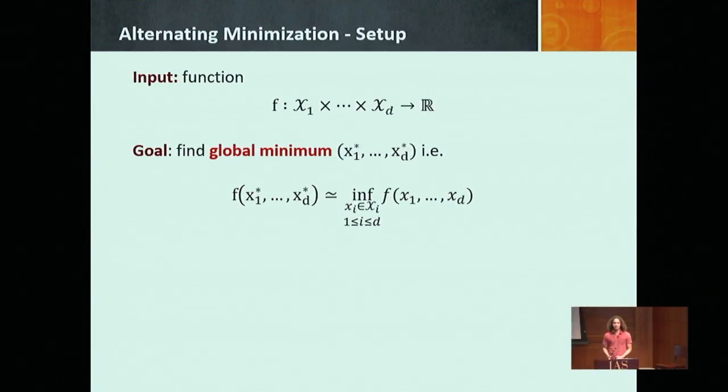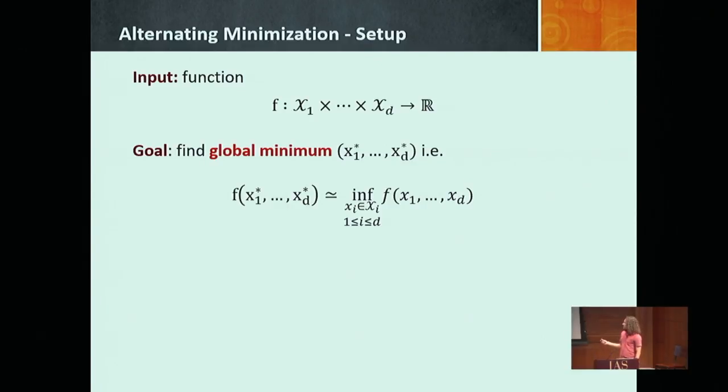So alternating minimization, what is the usual setup, right? Usually you have a function f from some, you can think of maybe convex spaces X1 up to Xd into R, and your goal is to find a global minimum, right? So you want to find an element x1 of the first space up to xd such that it minimizes your function. Right? So that's your goal.